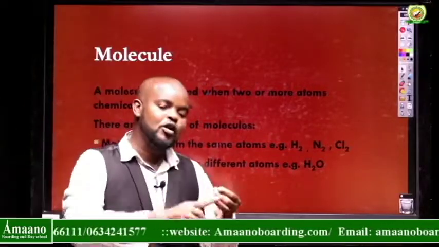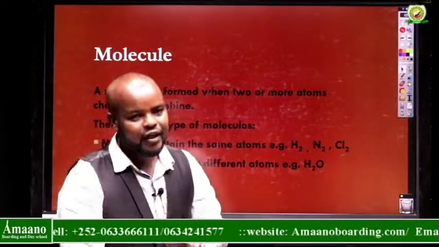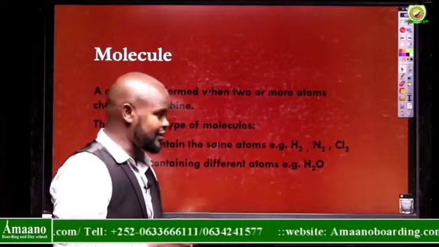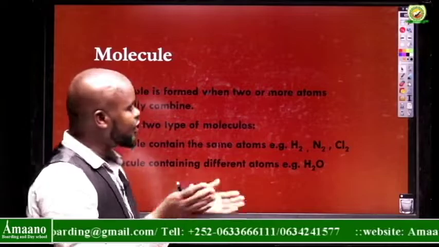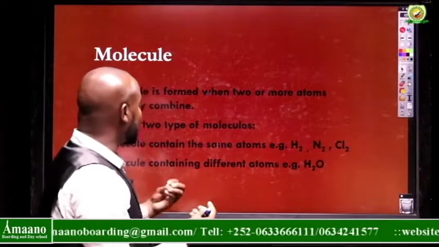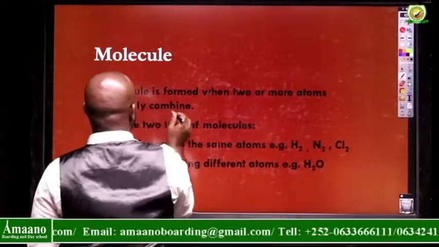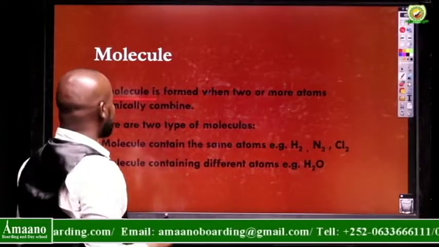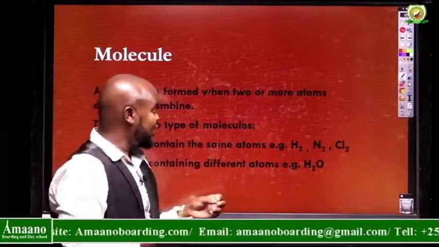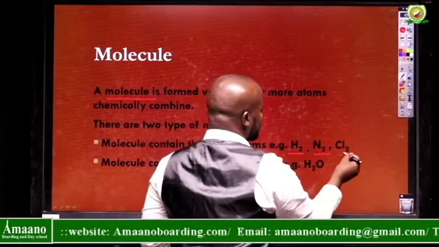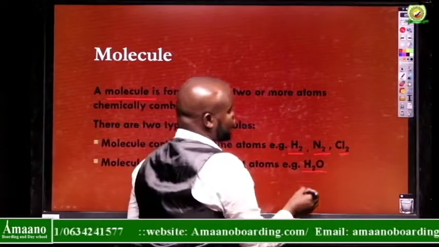So we've seen lithium, we have seen chlorine, we have seen sodium, we have seen hydrogen, we have seen helium, and many others, right? So when you add two of these elements and you combine them, they form what? They form molecule. There are two types of molecules. Molecules which contain the same atoms, like hydrogen, nitrogen, and chlorine, and molecules which contain different atoms, like water.